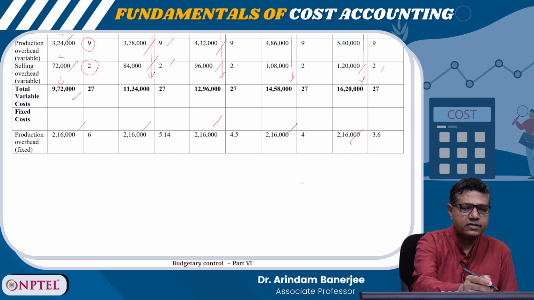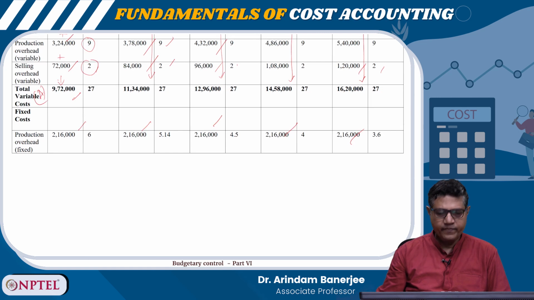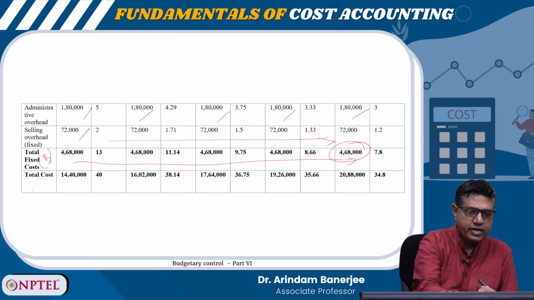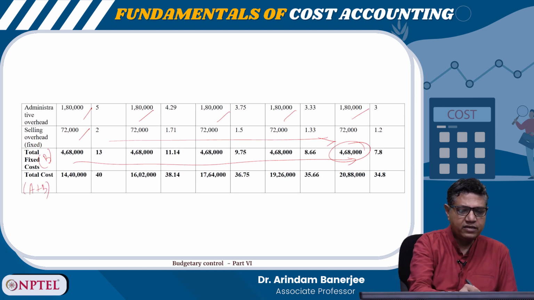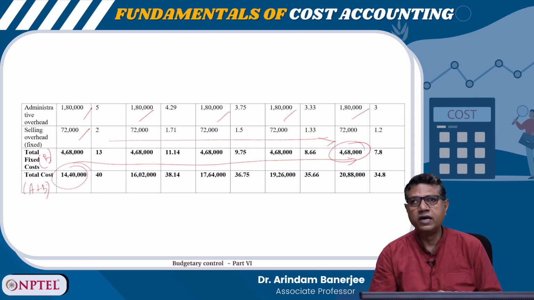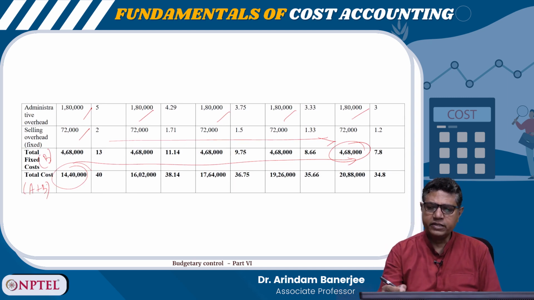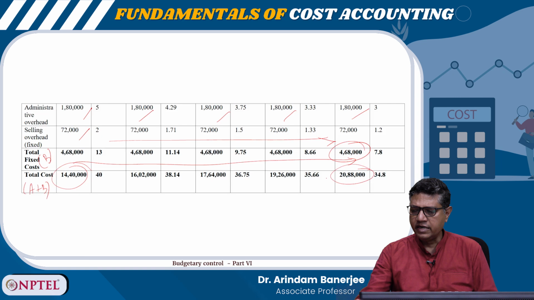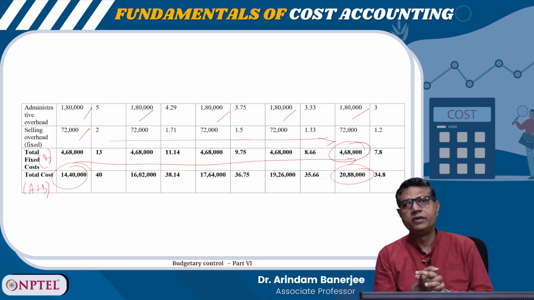Now, if we add this total fixed cost along with total variable cost, right. If I say that the total variable cost is A, right, and the total fixed cost is B, and if I add A plus B, I will get the total cost, right. So, at 100% capacity, the total cost is coming at 20,88,000.